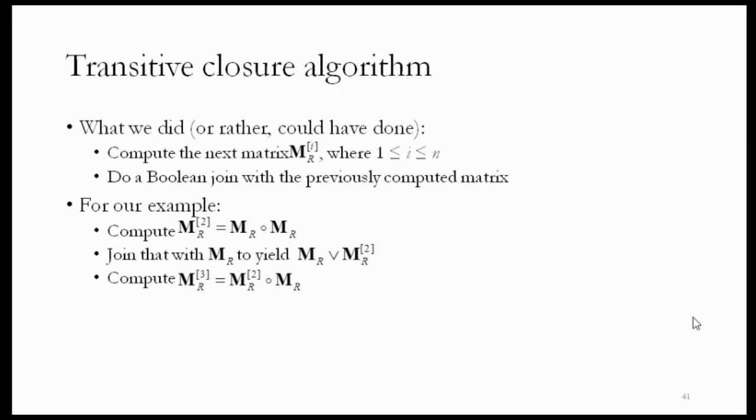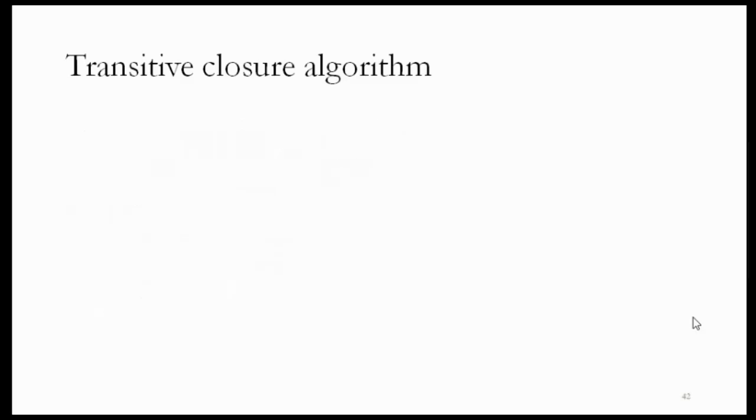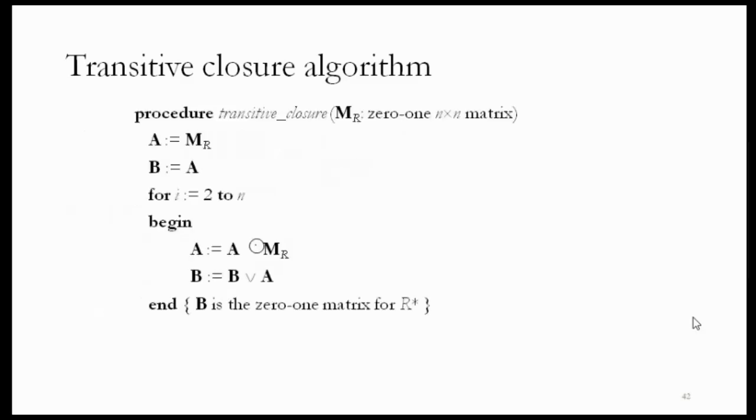For our example, compute MR 2 iterations, that is MR into MR. Join with MR to yield MR union, that is MR. So you will get the third matrix, and join with the next matrix, like that, keep on going. So here is a simple algorithm for performing this particular transitive closure. This you can, blindly, if you want, multiply and go on. So this will be the thing.